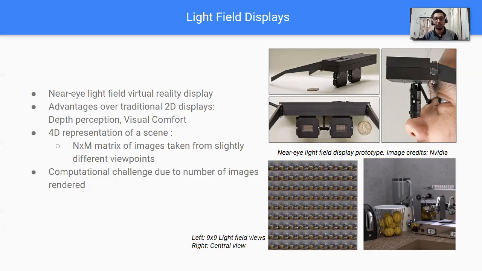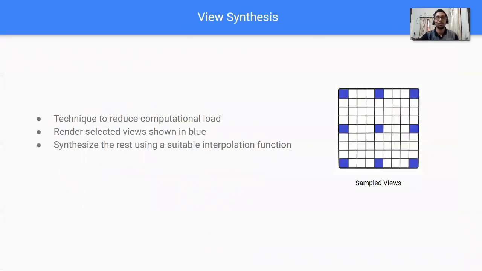There are ways to reduce this, and one popular method is view synthesis. Here we render only a few selected views shown in blue and synthesize the rest using a suitable interpolation function.